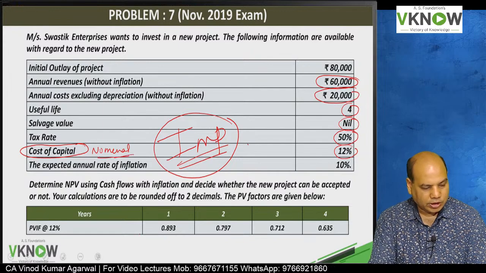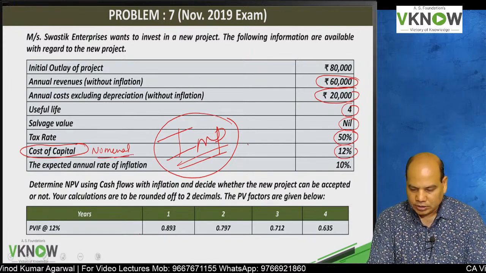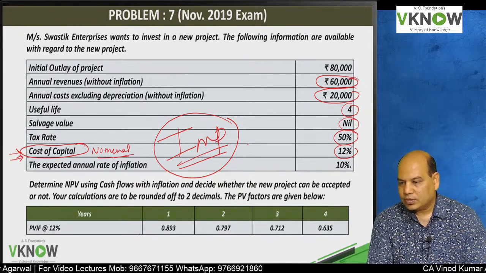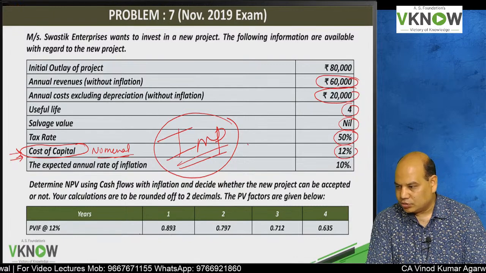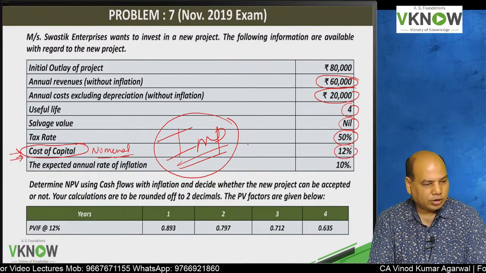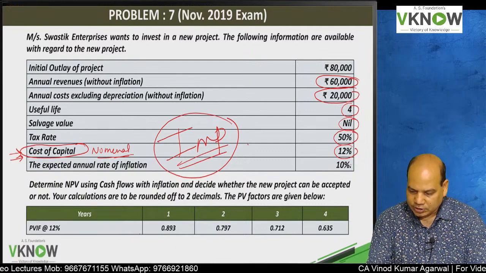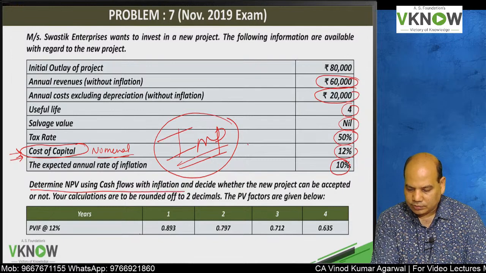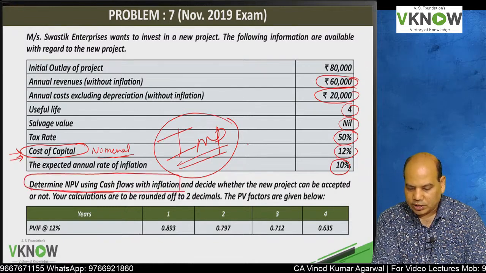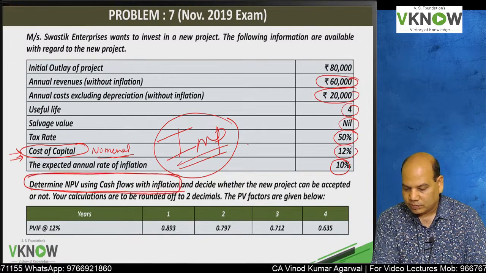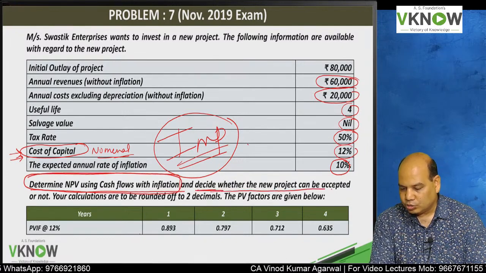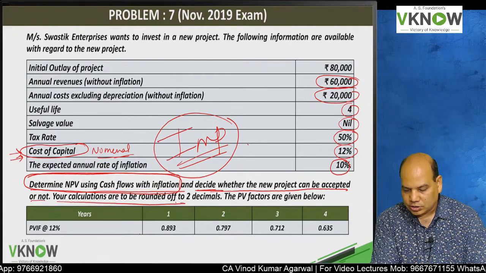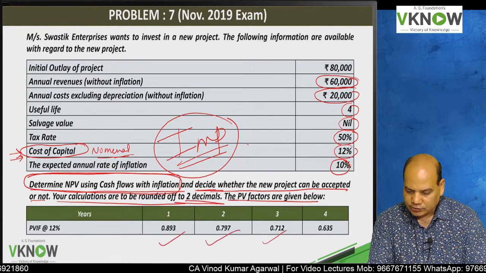We will assume nominal cash flow. That is the problem with the institute. They don't clarify, and then there can be a challenge to the student. Expected annual rate of inflation is given 10%. Determine NPV using cash flow with inflation. Purposefully they have written determine NPV using cash flow with inflation and decide whether the new project can be accepted or not. Your calculations are to be rounded off in 2 decimal. PV factors at 12% is given.